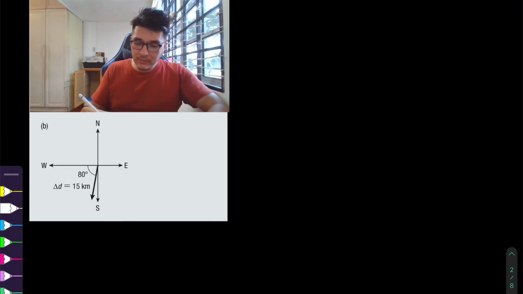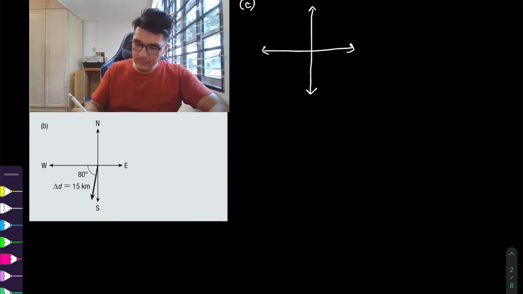Okay, so now let's do question C. Let's draw a coordinate system. Let's draw the vector. And the angle is given closest from the y-axis, 65 degrees. And the length of this vector is 40 kilometers.